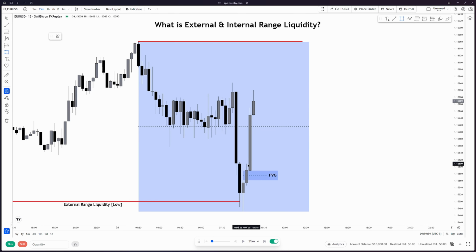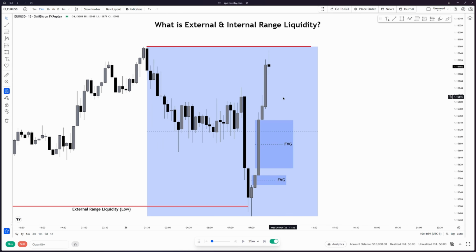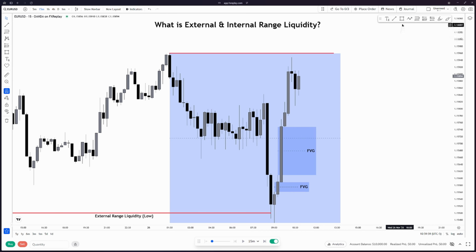Then it formed another fair value gap. And again, price didn't return to fill it. Now price forms a third fair value gap, and this time it actually retraces back into it. So we'll mark this one out as our active internal liquidity.